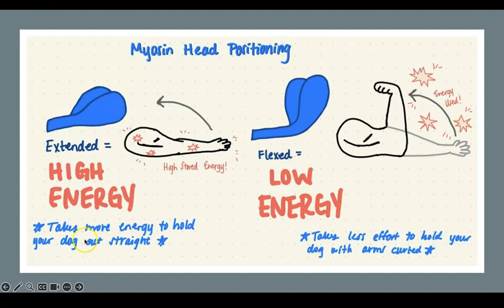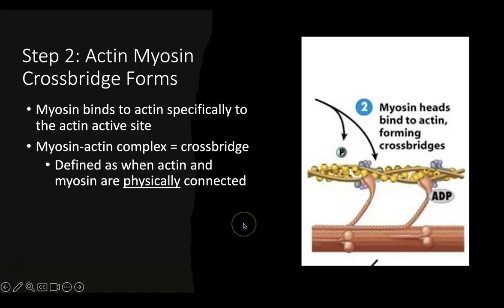Another way you can think about this is, if you're holding out your dog or something, it takes a lot more energy to hold your dog with your arms out straight than if you had your arms flexed and you're holding your dog closer to your chest. That takes a lot less effort if it's closer to your chest versus if your arms are out straight. Just another silly way to think about that.